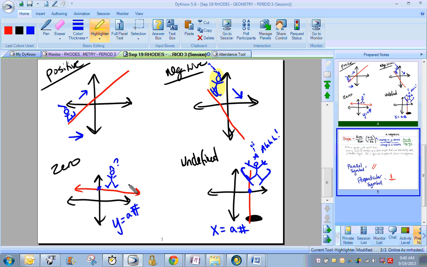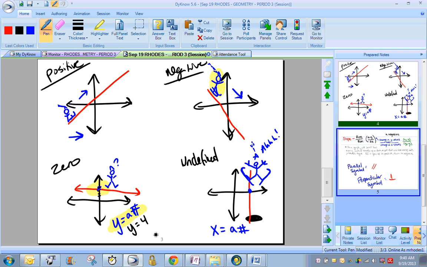A 0 slope. What you need to know about that is which line does it cross, the y-axis or the x-axis? The y-axis. So since it crosses the y-axis, an example of that as an equation will be y equals any number, so some number. Here's an example that I would write out. Something like y equals 4, okay, if it's up 4 units.